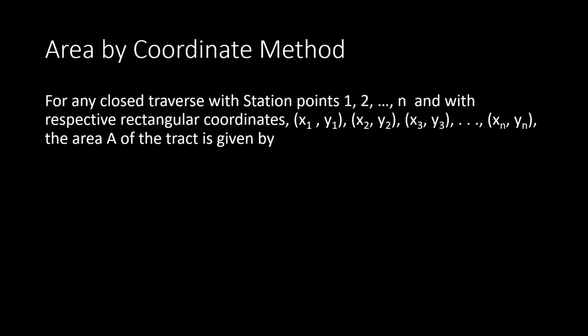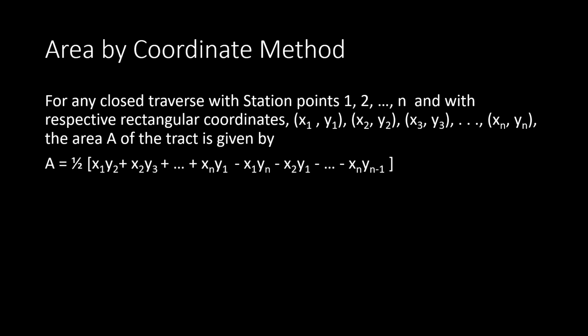We now proceed to the area determination by coordinate method. For any closed traverse with station points 1, 2 up to n, and with respective rectangular coordinates x sub 1, y sub 1, x sub 2, y sub 2, x sub 3, y sub 3 up to x sub n, y sub n, the area A of the tract is given by the expression A equal to 1/2 the quantity x sub 1, y sub 2 plus x sub 2, y sub 3 plus and so on and so forth plus x sub n, y1 minus x sub 1, y sub n minus x sub 2, y1 minus and so on and so forth minus x sub n, y sub n minus 1.